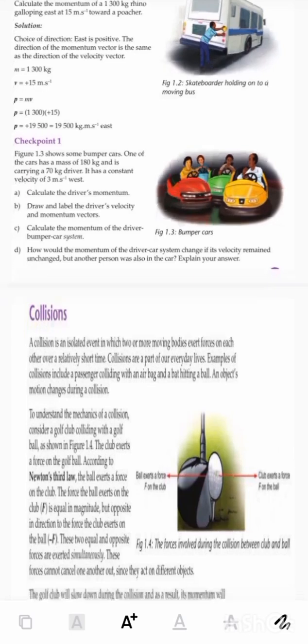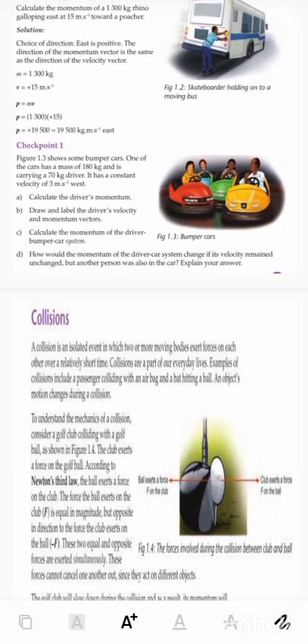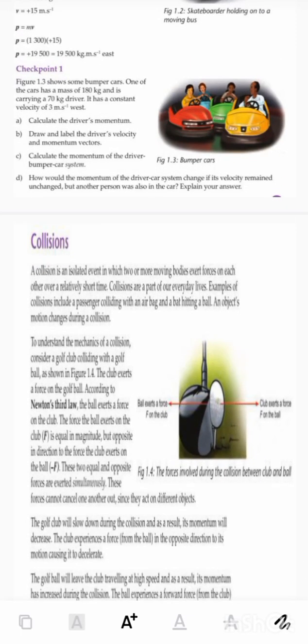Okay, now we want to calculate the momentum. Momentum is equal to the mass multiplied by the velocity. So we're going to say 1300 multiplied by positive 15, which is going to give us 19,500 kilograms meters per second east. And then here we have just another question.